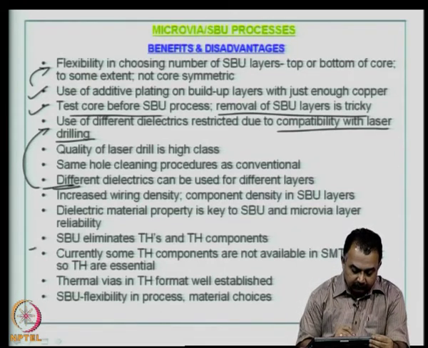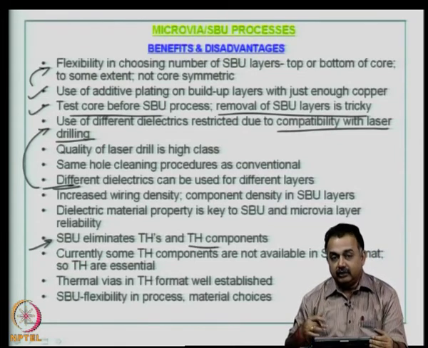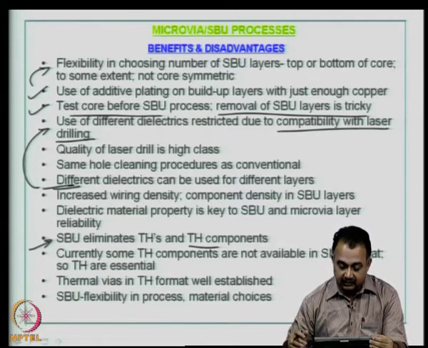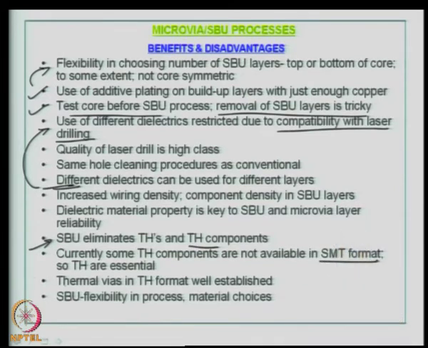So, finally, SBU obviously eliminates the through holes and the through hole components. So, you can advance or migrate into non through hole components, that is surface mount devices as well as bare chip, BGAs, CSPs and so on. Currently, some through hole components are not available in SMT format, and therefore, only for those, drilling a through hole becomes essential. So, it depends on what kind of re-engineering you are doing for your existing design.